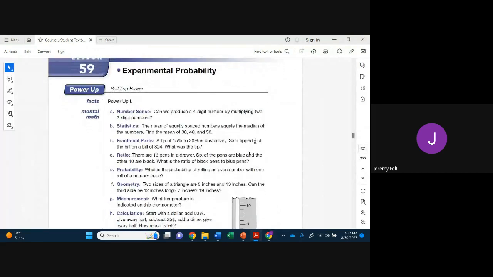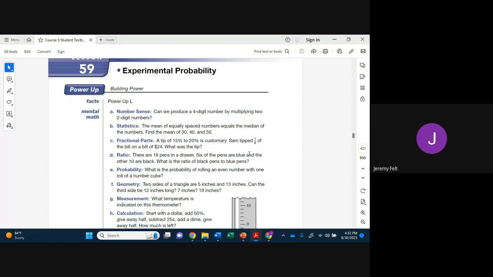Lesson 59, we're looking at experimental probability. So we've already talked about theoretical probability. You flip a coin, it can theoretically be heads or tails. Flip 2, heads or tails. Flip 3, heads or tails. Roll a dice, it can be 1, 2, 3, 4, 5, 6. Roll it again, it can be 1, 2, 3, 4, 5, 6.